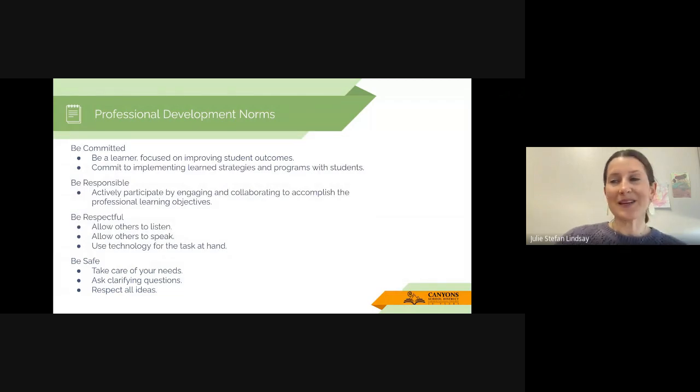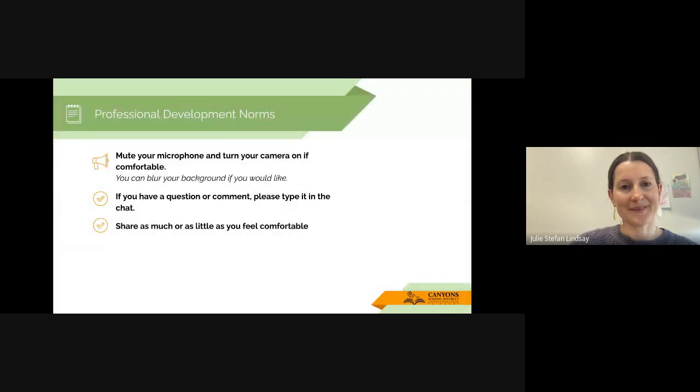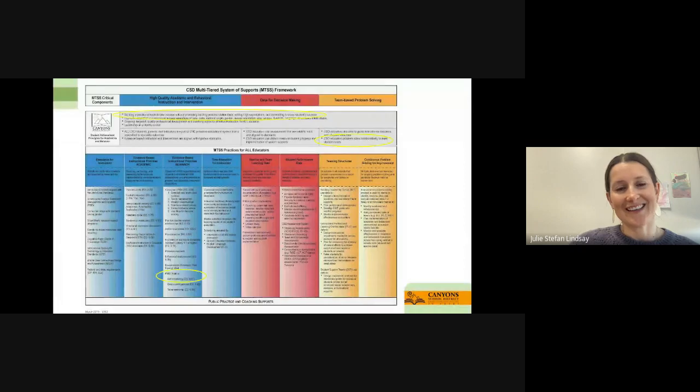Just a reminder of our PD norms. I know you're watching this on video, so this may not apply, but you may also want to just briefly read through as a reminder. And think about your intention for this PD today. Thinking about our framework, this PD addresses building positive school climate. This PD also relates to our PBIS system and our goal of self-monitoring, and also to problem solve collaboratively.